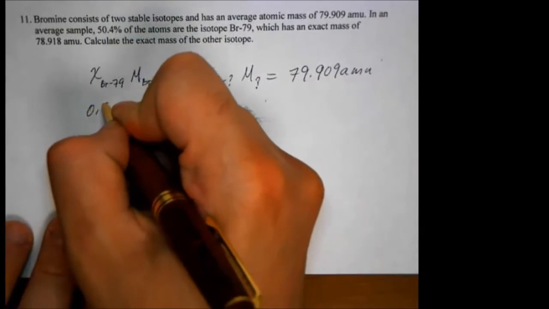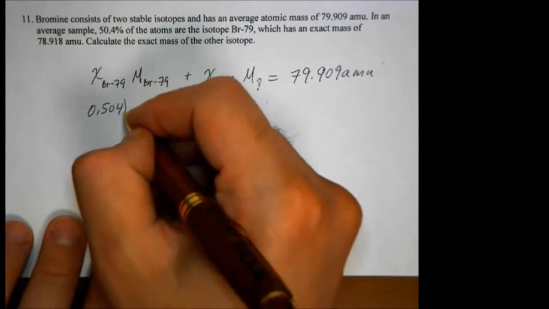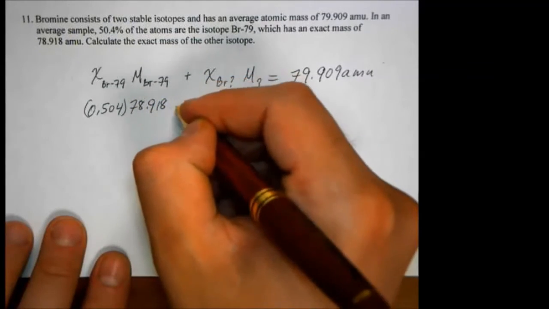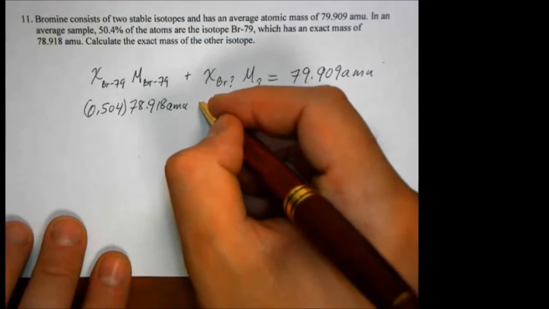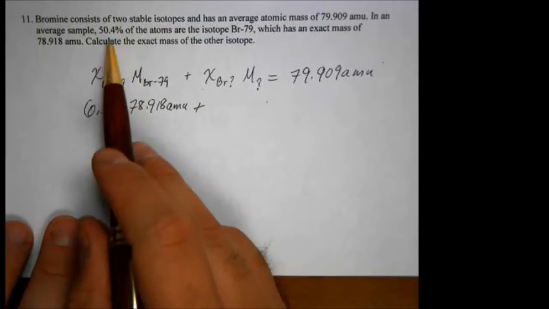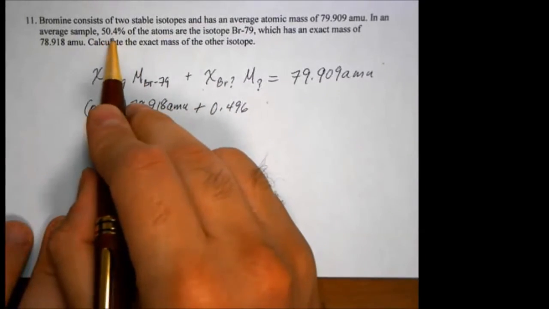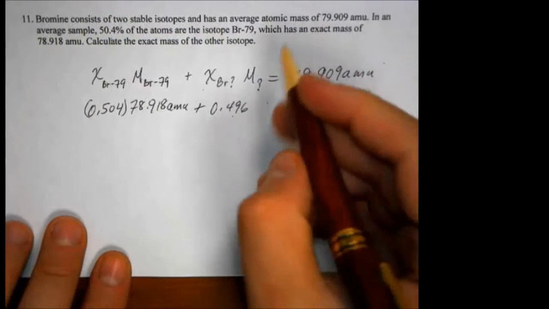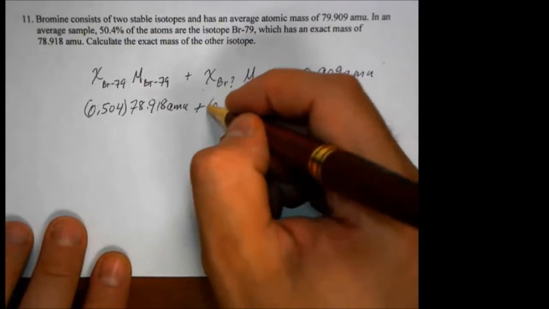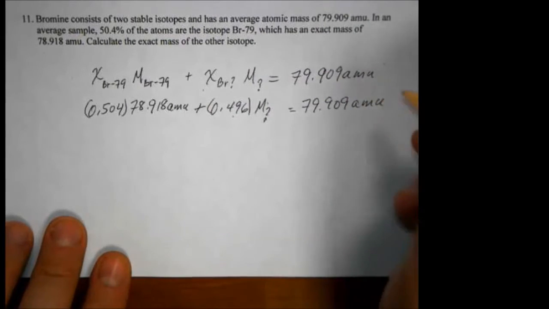So we can plug in some information from the question. Here our fractional abundance is 0.504, or 50.4%. The mass in this case is going to be 78.918 AMUs. That's what the problem tells us. Since there's only two isotopes, the percent abundance has got to add up to 100. So here I have 0.496, because 100 minus 50.4 is going to equal 49.6. And then we're solving for the mass of the unknown isotope. So now we've brought this problem down into a more manageable form.